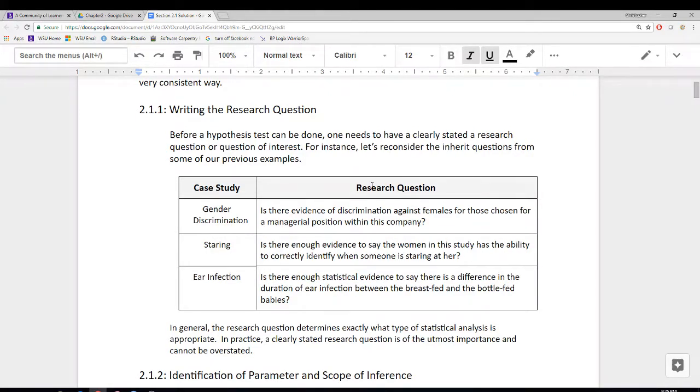We will consider three case studies that we've looked at previously. The gender discrimination case study. The question of interest or research question was, is there evidence of discrimination against females for those chosen for a managerial position within this company?